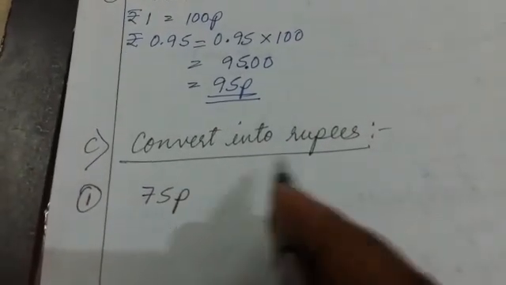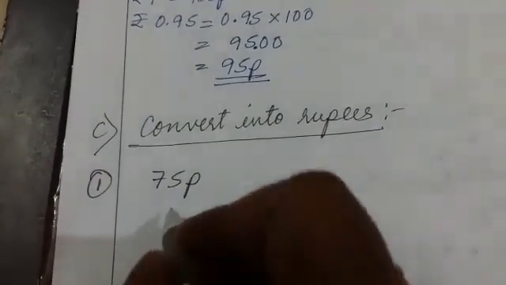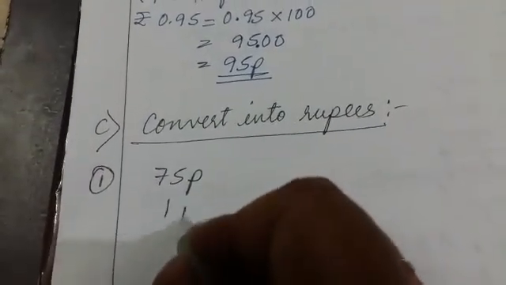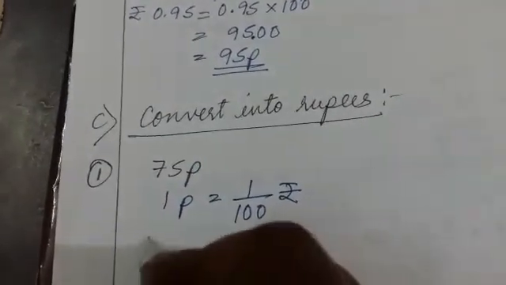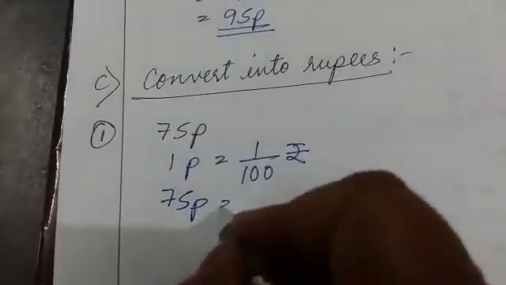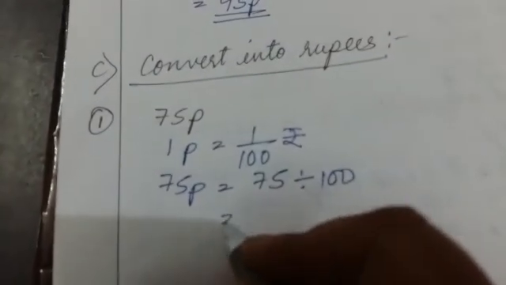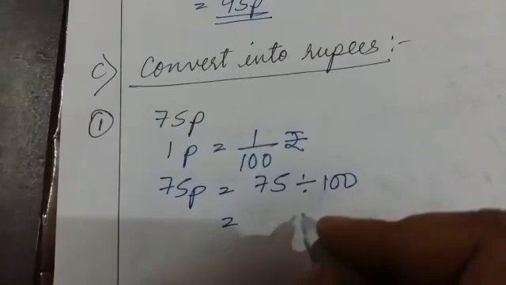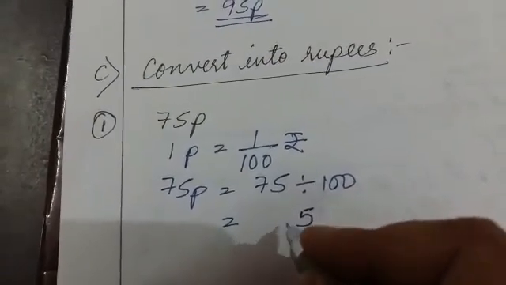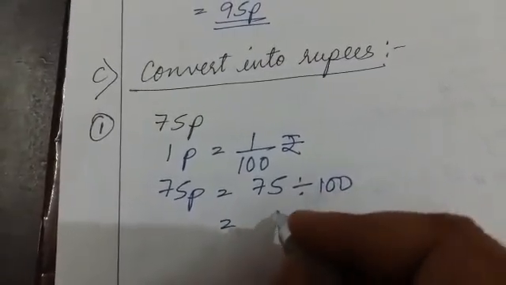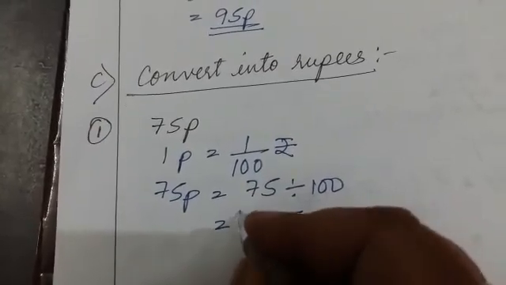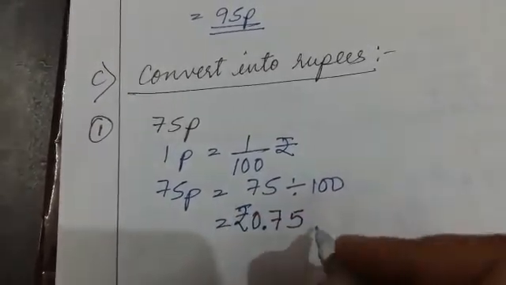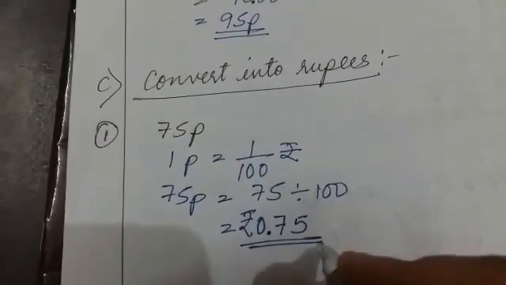Next, question number C, convert into rupees. So now paisa is given, you have to convert into rupees. So we'll start with 1 paise is equal to 1 by 100 rupee. So 75 paise is equal to 75 divided by 100. So what we have to do? Last 2 digits zeros are there. So we will write it here from 5, 7. Then we have to put the dot, and then we will put here 0, because if only paisa is given, to show the rupees we have to put the 0.